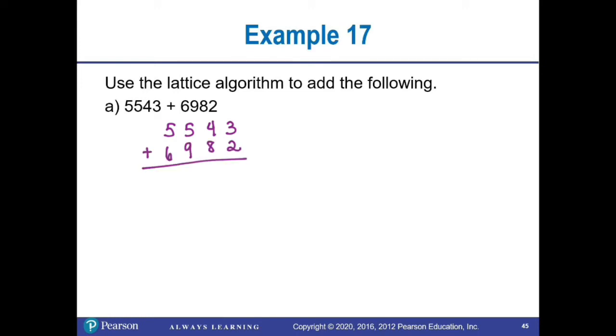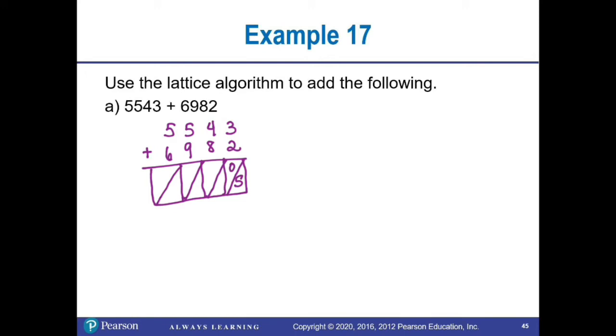Then we have 6,982. I'm going to draw a box underneath my addition. I'm going to add columns for the thousands, the hundreds, the tens, and the ones. Next, draw a diagonal from the bottom left to the top right in each of your boxes. Then we're going to start with the ones place. 3 plus 2 is 5, or you may see that written as 0, 5. So you have 0 tens and 5 ones.